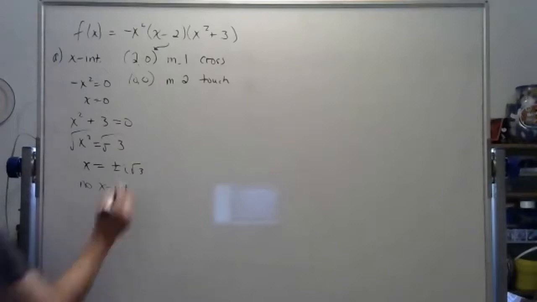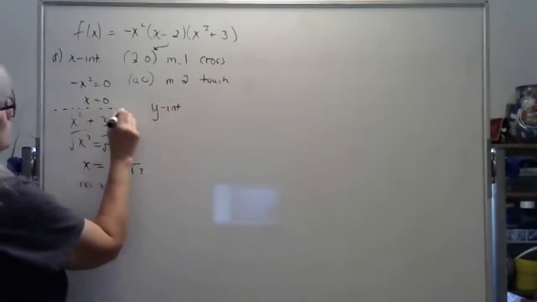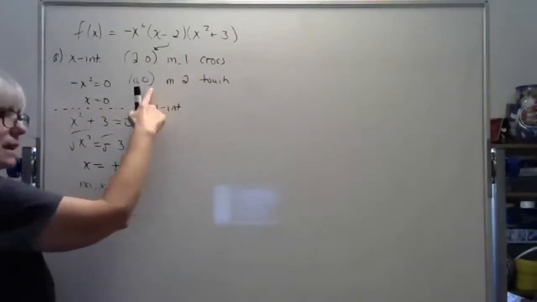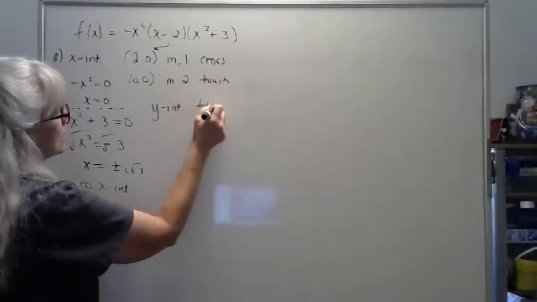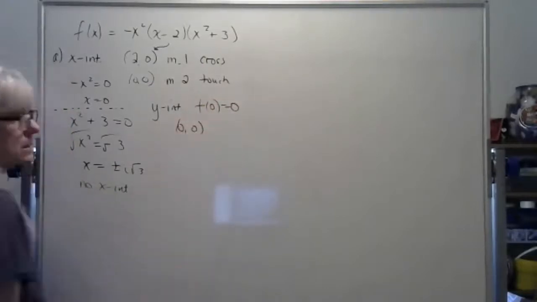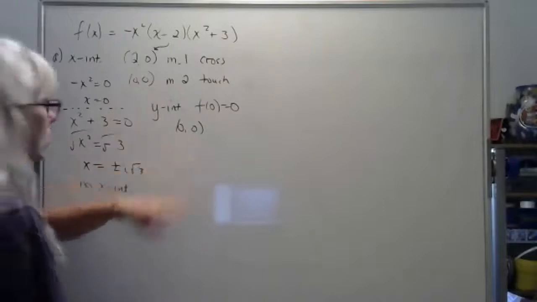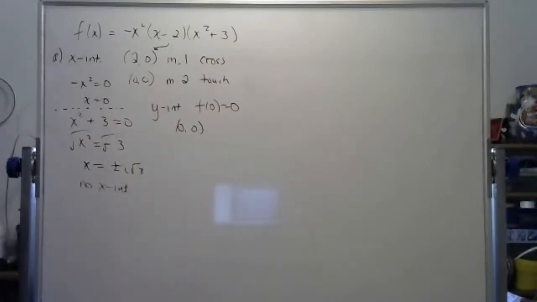Okay, what about a y-intercept? Well, we already know that we're crossing the x-axis at the origin. So when I plug in 0, won't we get 0? So the y-intercept is 0, 0. So again, let the problem work for you. If you know you already have the origin, then you already know what the picture is doing there.